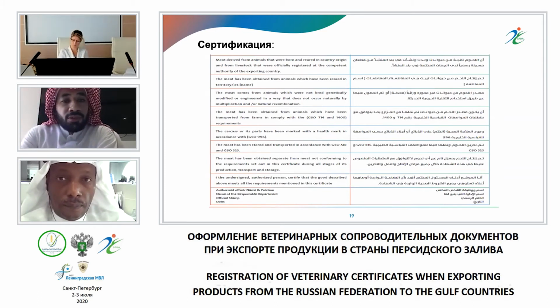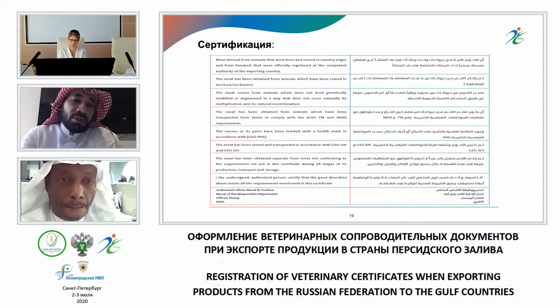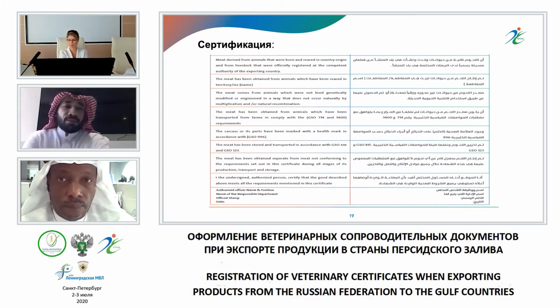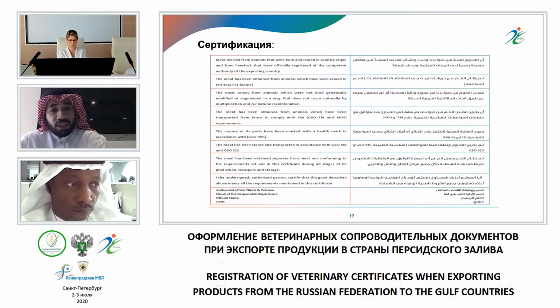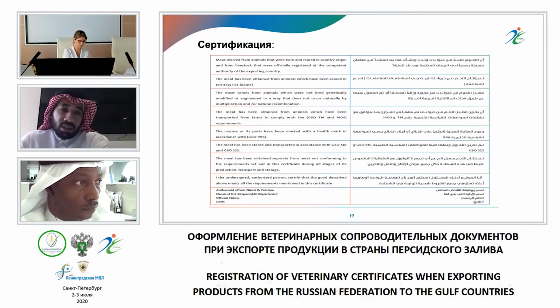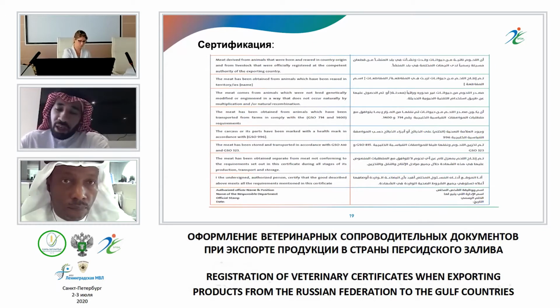The meat has been obtained from animals which have been reared in the specific territory. So this may or may not be included in the certificate. It depends on the country. The next point, the meat comes from animals which were not bred, genetically modified, or engineered in a way that does not occur naturally by multiplication or natural recombination. So genetically modified animals are not permitted or are not allowed in KSA.